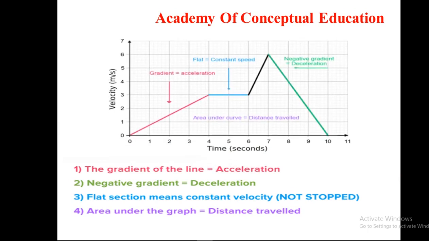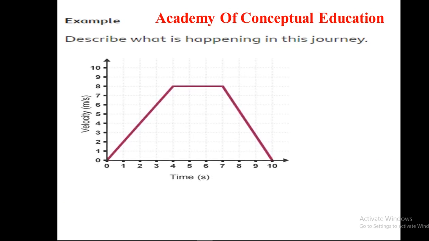Now you can see here, this is the graph. इन चारों points को graphically समझाया है कि you can see the first portion is a gradient, the second one is flat, so constant speed, the third one is also a gradient, and the last one is a negative gradient, meaning deceleration. And the area under the curve is the distance.